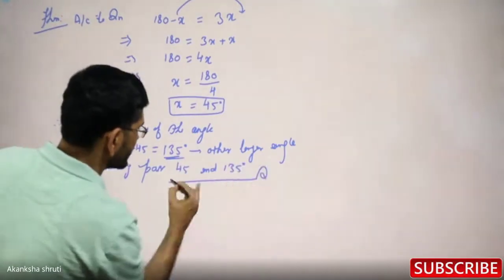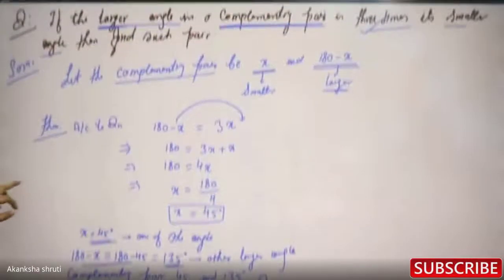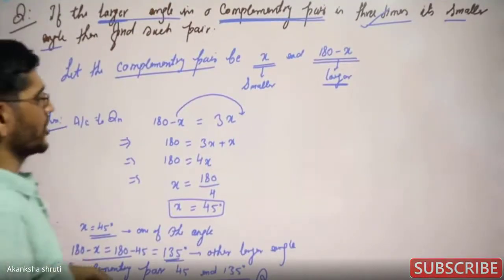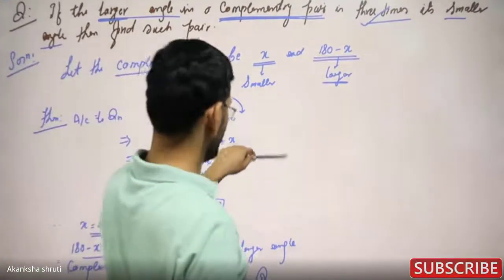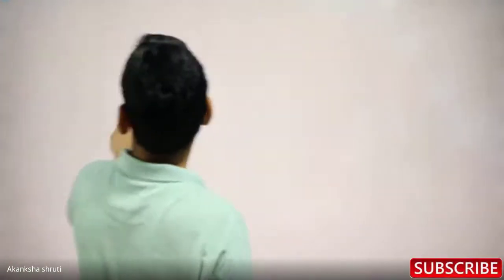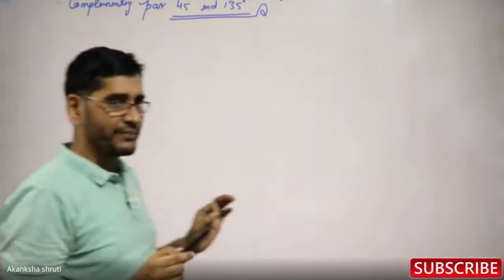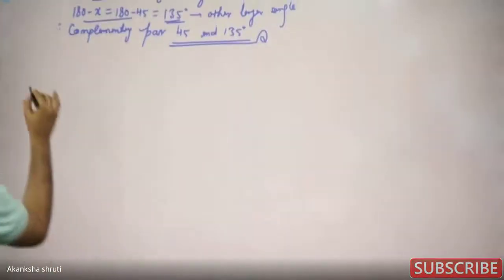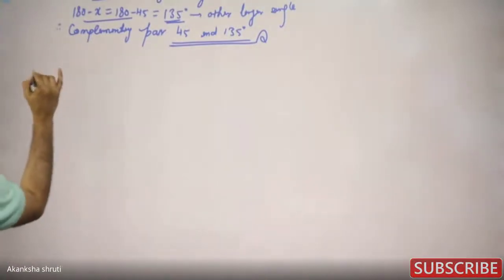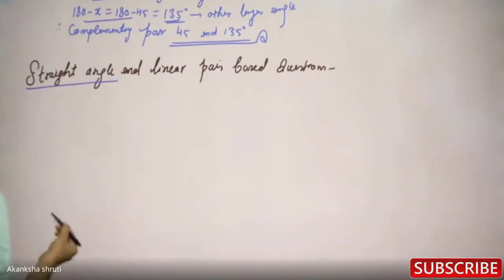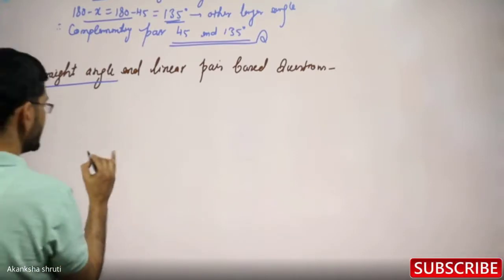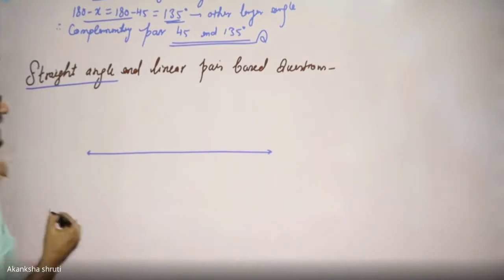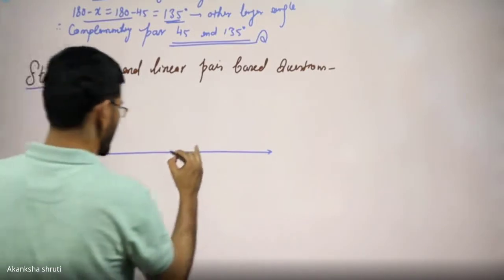So this is the required answer. This way, the question related to complementary angle can be solved. Students, let us understand a few more things. Till now we have learned various types of angles, but regarding the straight angle and linear pair based questions, we have learned that for a linear pair or a straight angle, we have to just take the two angles.